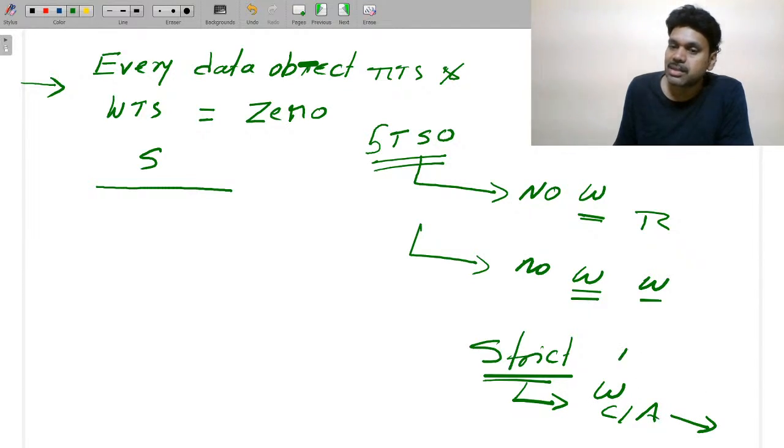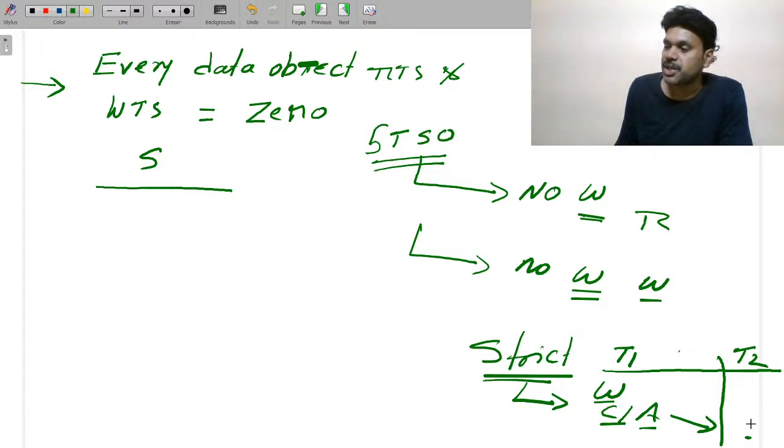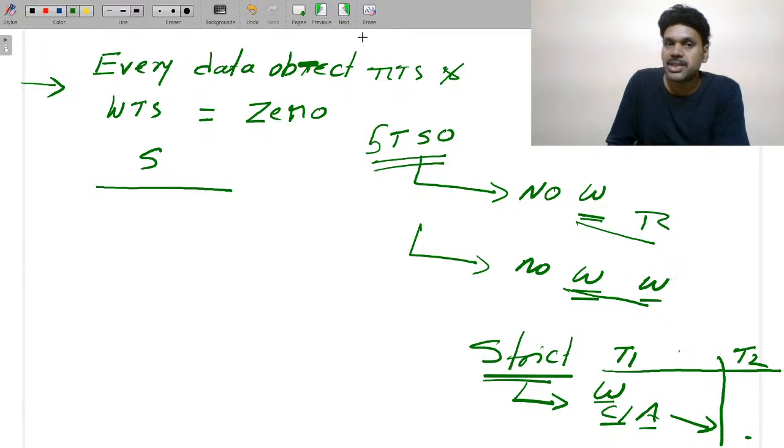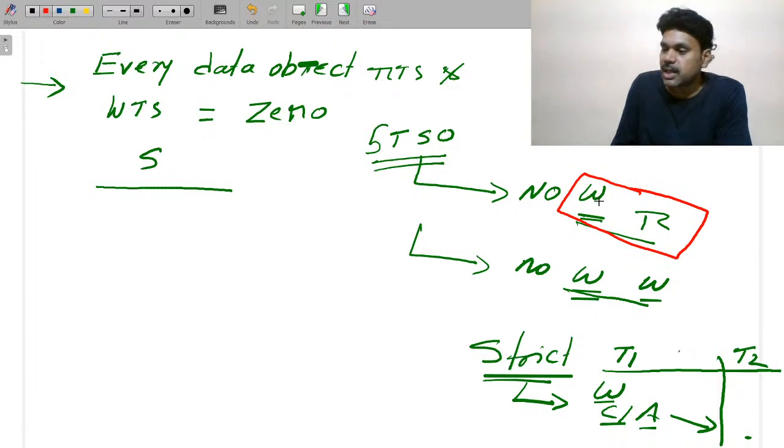When you are calling it a strict property, it says that every write operation requires a commit or abort before it is shared with others. This is mandatory. Therefore, WR is disallowed, WW is disallowed. Of all the three conflicts, the dangerous conflict is WR only. WR conflict is the main conflict, as it is going to give you irrecoverability chances.